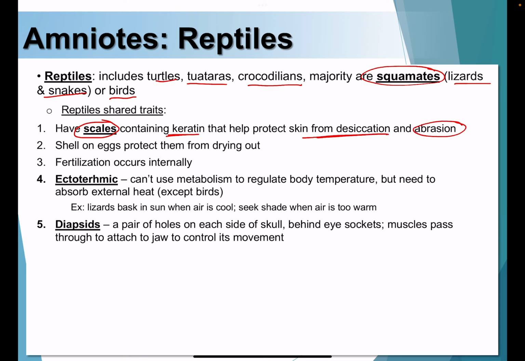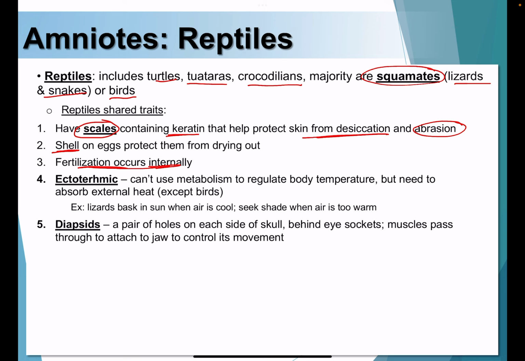It makes them harder, giving a protective material on their scales. And then there is a shell on the eggs now to protect them from drying out, compared to amphibians, which have very soft eggs. Now we have shelled eggs to cover them up, with layers of fluid to nourish the baby, the embryo underneath. And for reptiles, fertilization occurs internally instead of externally. So the male has to insert its sperm into the female's body. It cannot happen outside of the body.